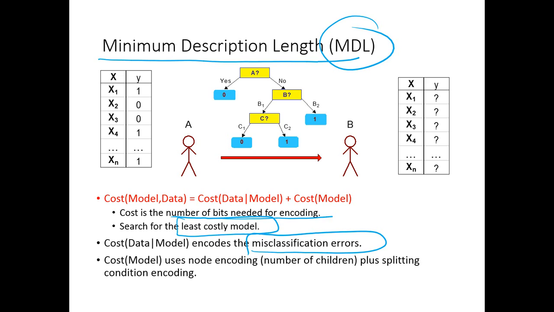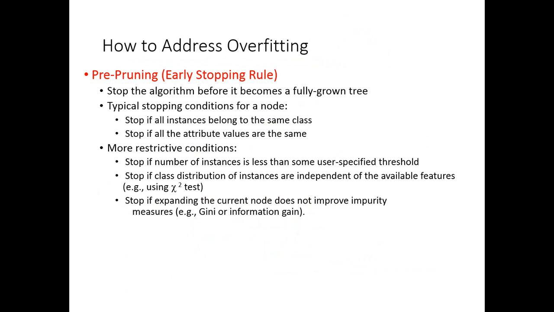And cost of model is nothing but the number of children plus splitting conditions encoding. That means how many splits, how many branches are happening here. So all that will be taken into consideration, and you calculate this metric and find out the model with the least cost. All that is being taken care of by the software nowadays. You don't have to worry, but sometimes you have to make manual decisions to cut down on some of the branches which are not necessary.